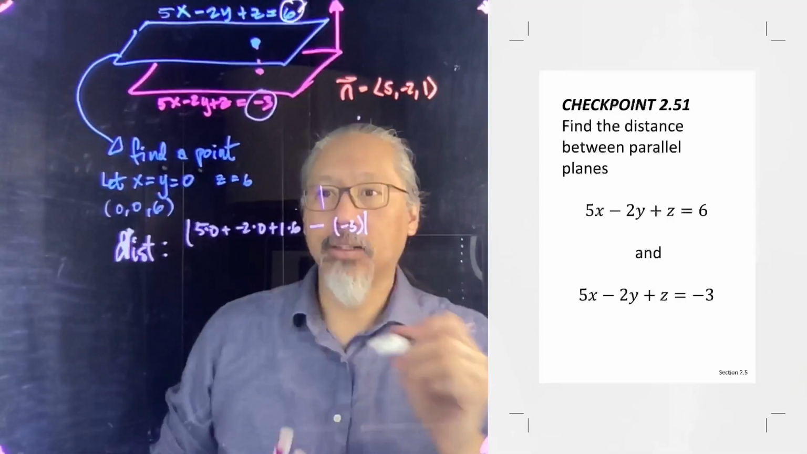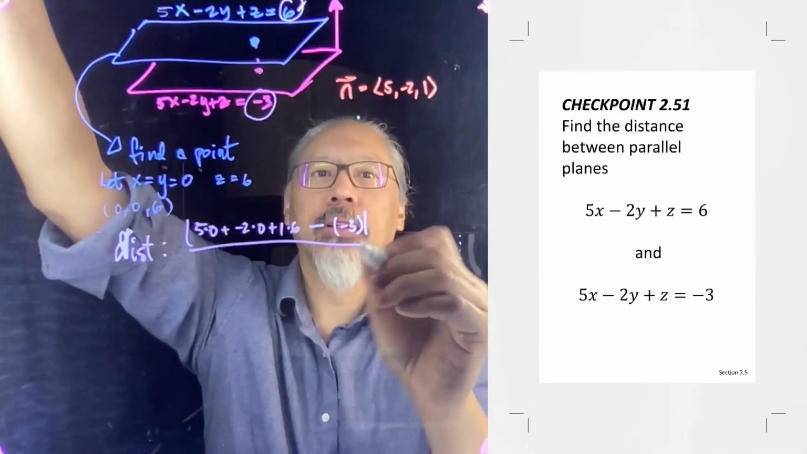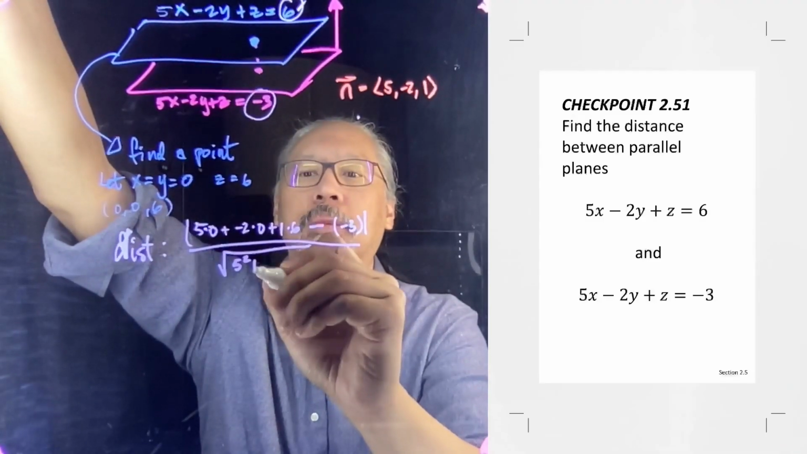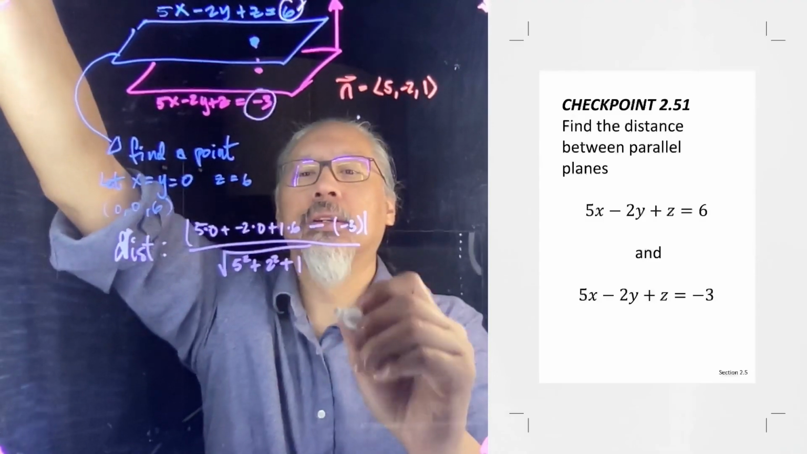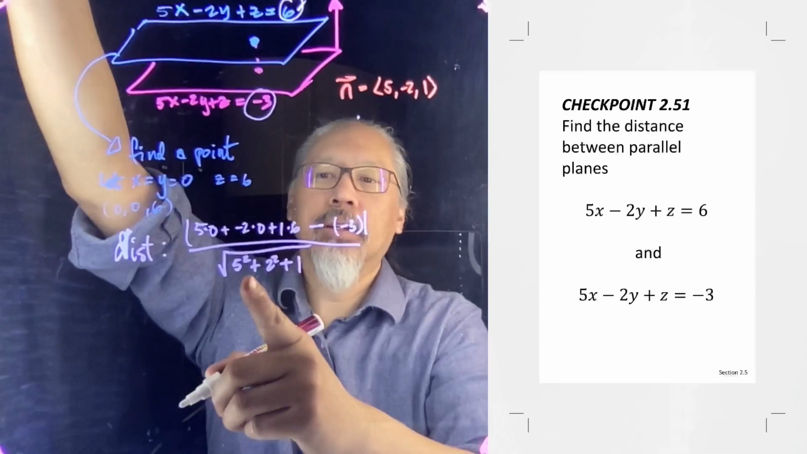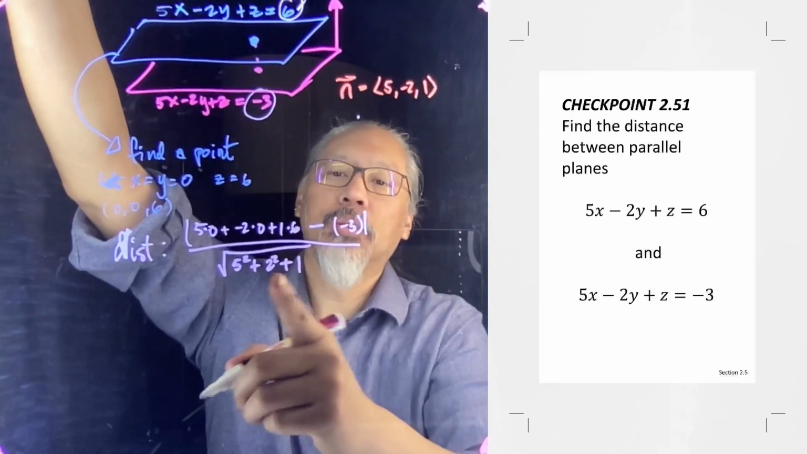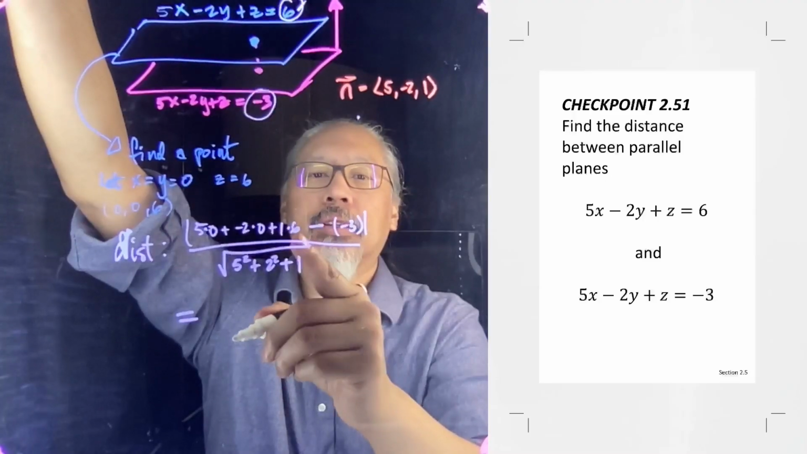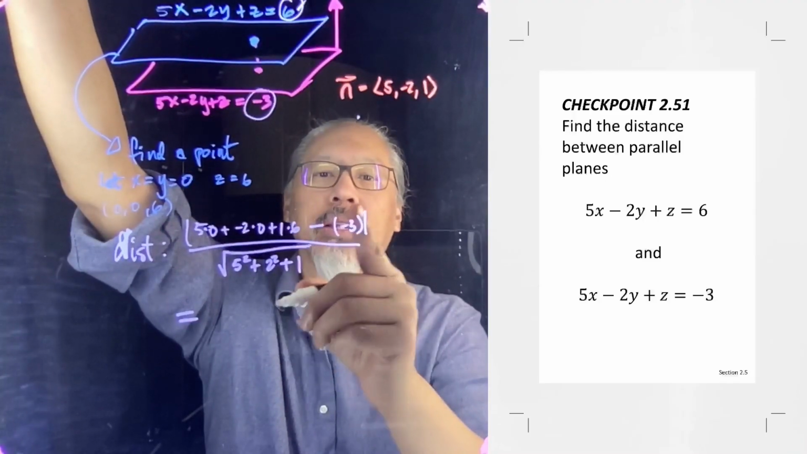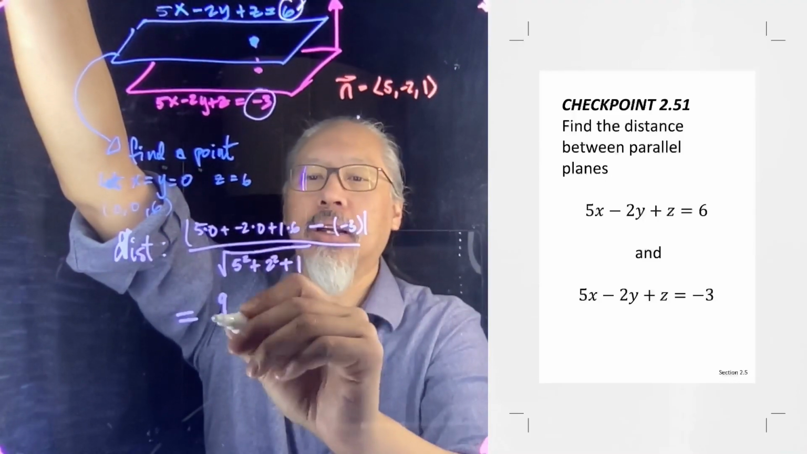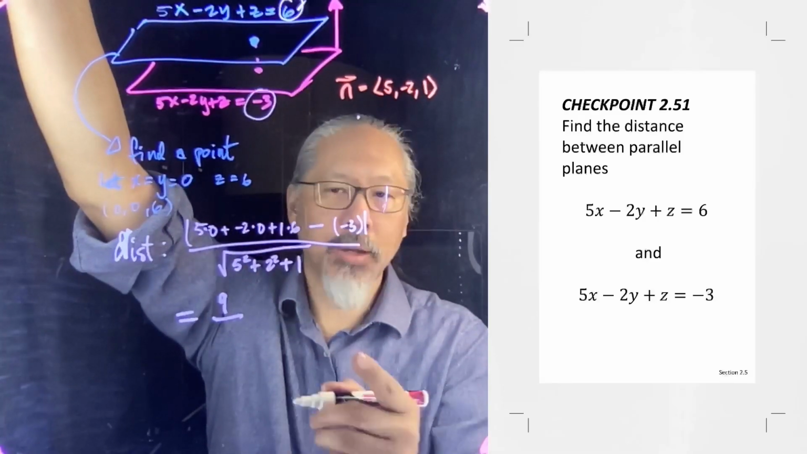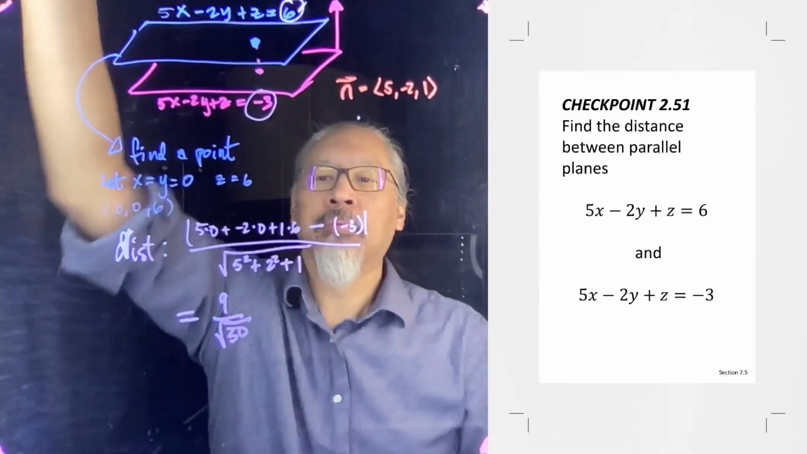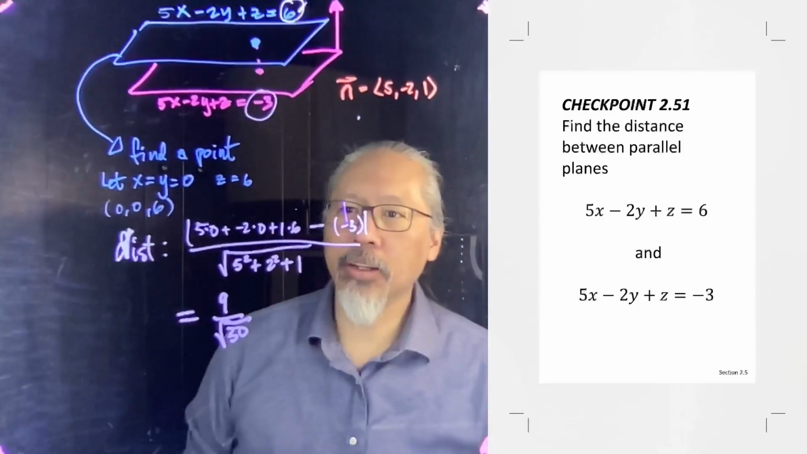Okay, and the denominator is going to be the magnitude of n, which is the square root of 5 squared plus 2 squared plus 1. So that's 25 plus 4 is 29 plus 1 is 30. And the numerator is 6 minus -3, so that's 9. And it's an absolute value, but it's positive already, over square root of 30. Okay, all right, so that should be your result.